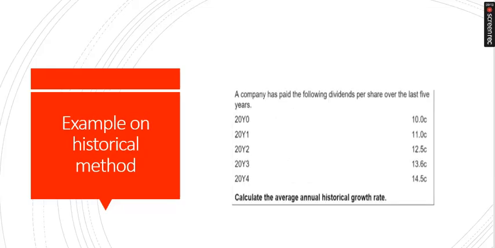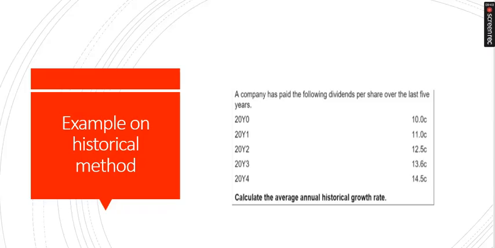Okay, so let's practice this question. A company has paid the following dividends per share for the past 5 years. So there are 10 cents up to 14.5 in the years 20Y0 to 20Y4 respectively. It says calculate the average annual growth rate. This one is very easy in Excel. Remember, in the exam you'll be using your Excel template. Your answer booklet has got features of Excel and Word, so you'll be much quicker than doing it manually.